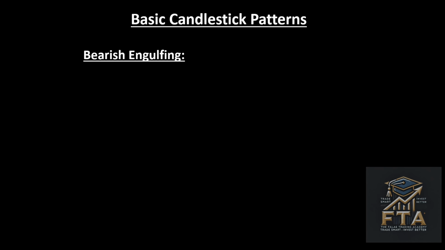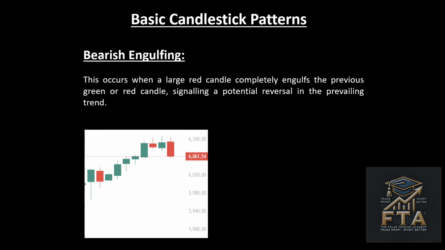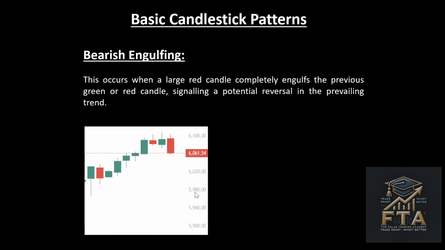Bearish engulfing. This occurs when a large red candle completely engulfs the previous green or red candle, signaling a potential reversal in the prevailing trend. So it's the opposite of a bullish engulfing candlestick. We have a series of bullish candlesticks. We have a bearish candlestick which doesn't engulf the previous bullish, so we ignore this. And we then have a big red engulfing candlestick which completely engulfs the previous bullish candlestick. So this is one of the examples of a bearish engulfing candlestick.